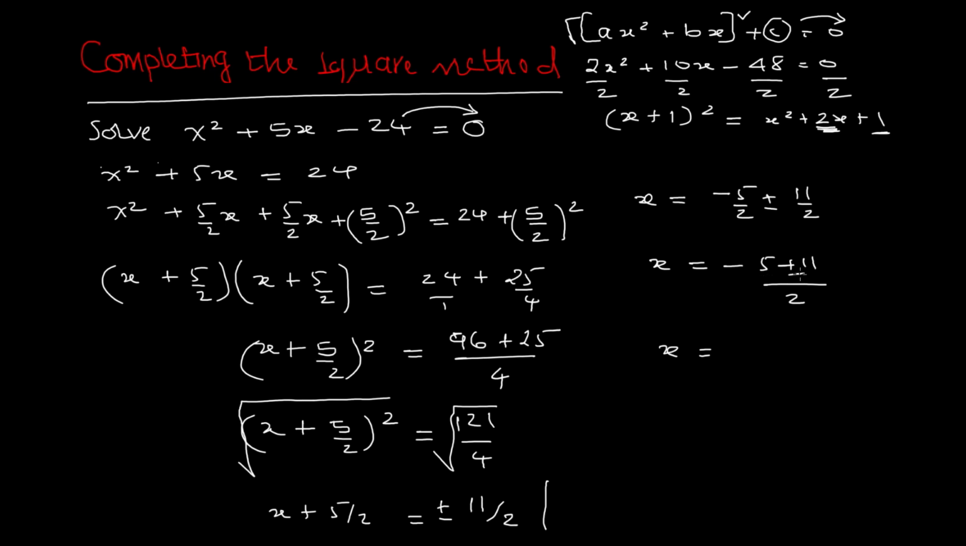So minus 5 plus 11 gives me 6 over 2, positive 6 over 2. Then minus 11 minus 5 gives me minus 16 over 2. So then this gives me 3 and minus 8. You remember that these were the solutions that we had for the first equation. So this is the method of completing the square.